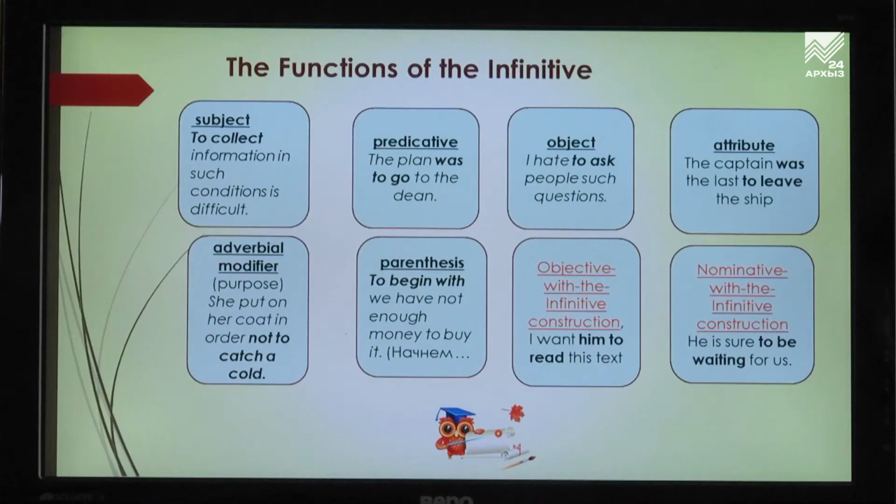Then predicative, that is a part of the predicate in the sentence. Это часть сказуемого в предложении. The plan was to go to the dean. План заключался в следующем: пойти к декану. Was is the link verb, and to go is the part of the predicate. The whole predicative is was to go. It is a predicative.